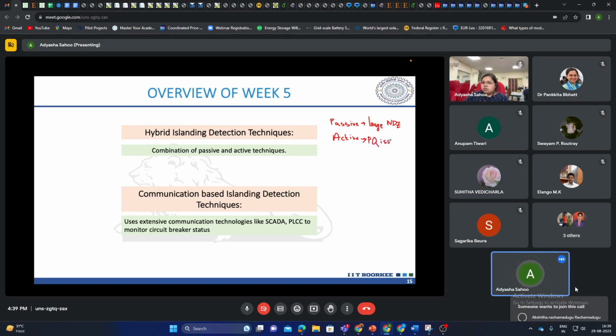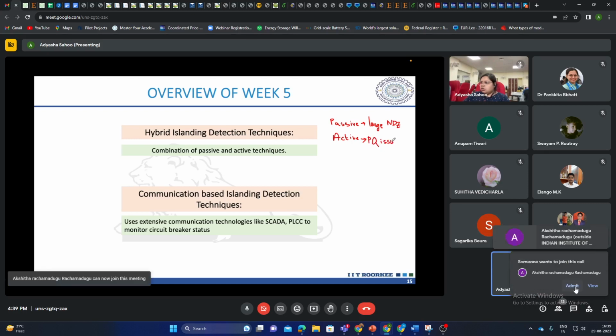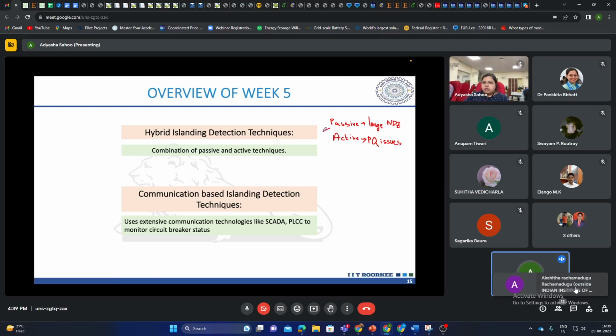So in order to overcome these disadvantages, we went for hybrid detection techniques, where first we continuously use the passive techniques to detect the islanding condition. If the islanding is not detected by the passive, then only we go for active. This way, we can minimize the power quality issues.